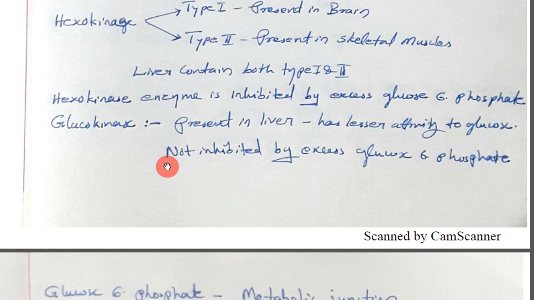So from these we can understand that the glucokinase action takes place when there is excess glucose in the blood, whereas hexokinase is a housekeeping enzyme. It will always be active. So when there is a need of ATP synthesis, the hexokinase will be activated.